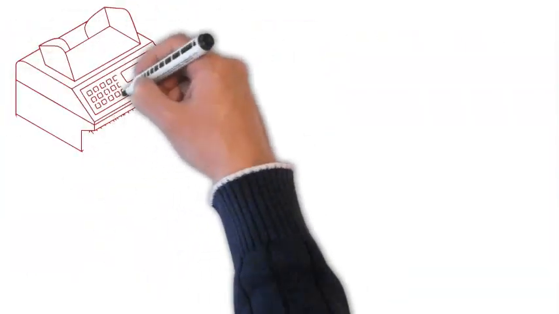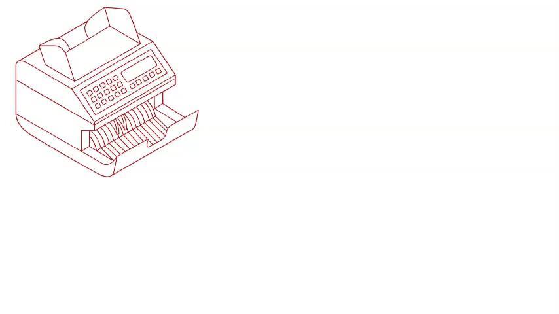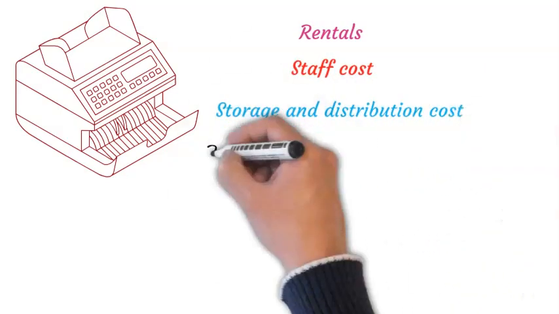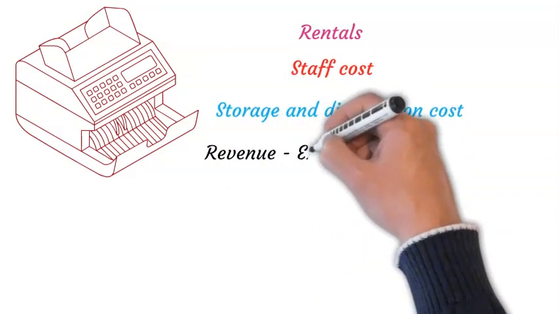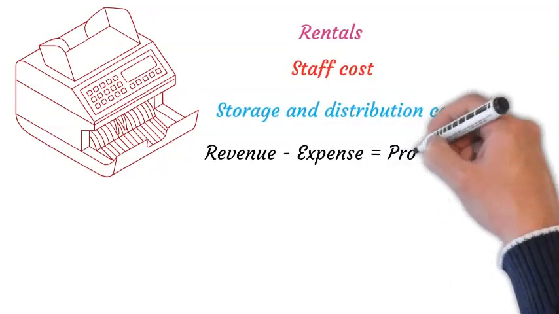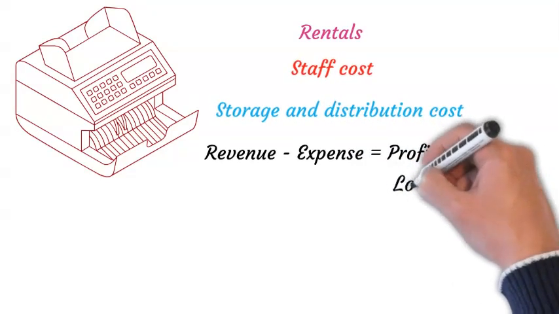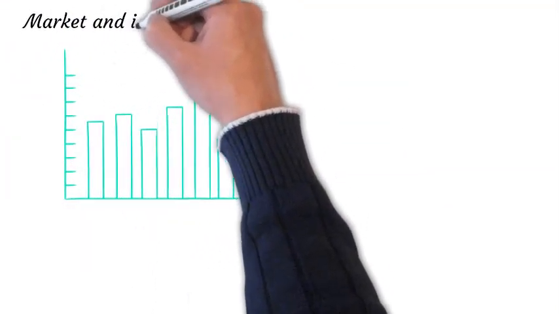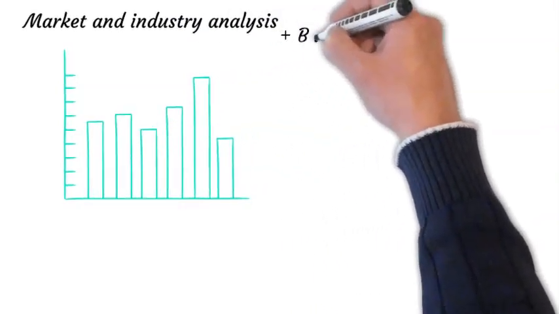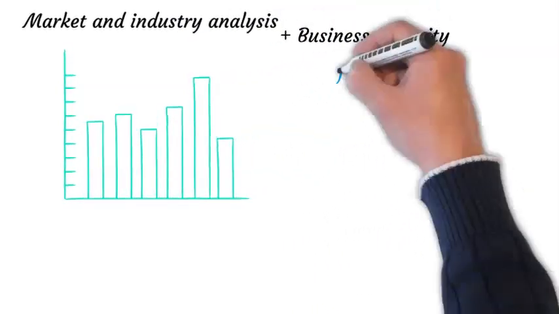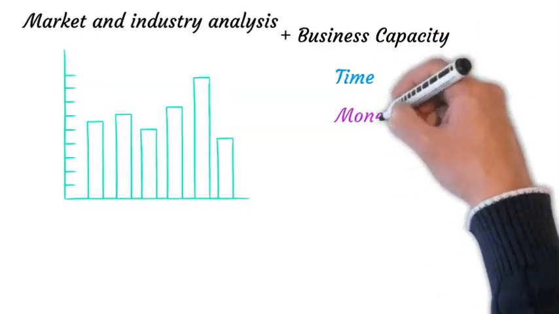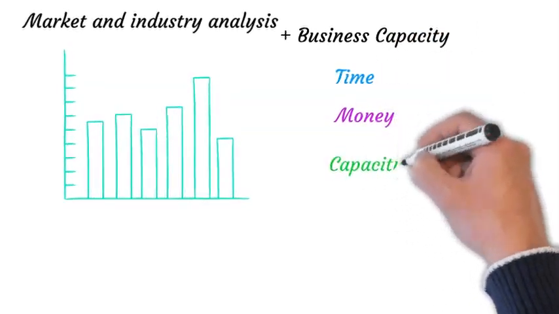Next, you will determine all the expenses you will incur to acquire and retain these customers, e.g. rental of office space, your staff cost, storage and distribution cost if any, etc. The difference between your revenue and expenses is your profit, where revenue is higher than expenses, or loss, where expense is higher. Your revenue target should be based on your market and industry trend analysis, and the capacity of your business. That is, your revenue projection should take into consideration time, money, and capacity constraints.